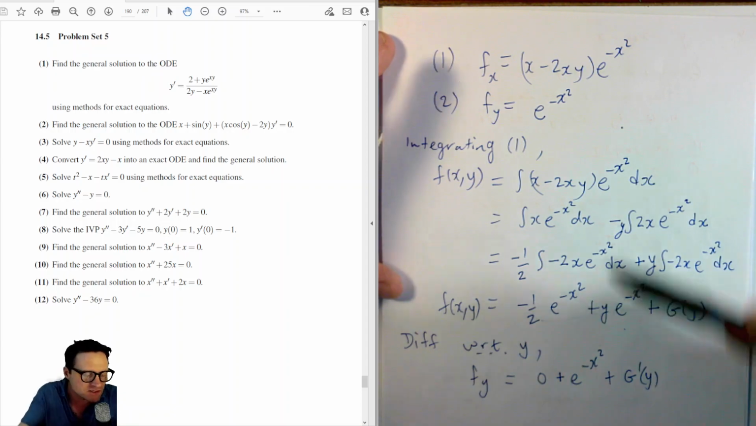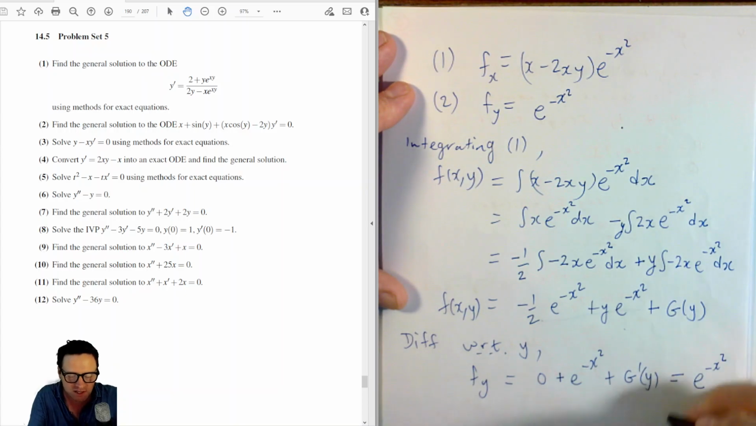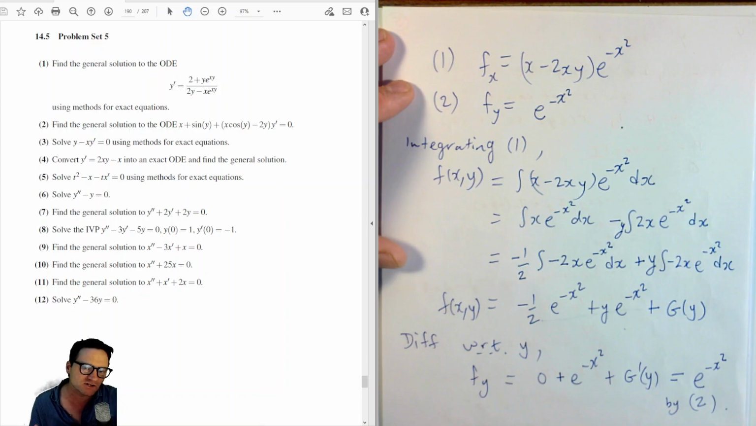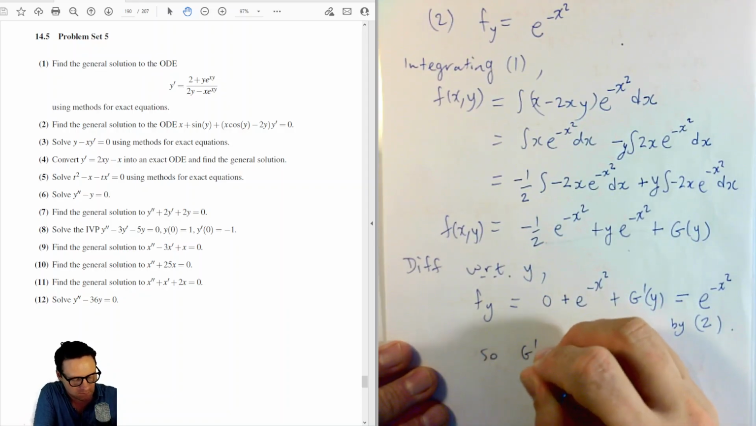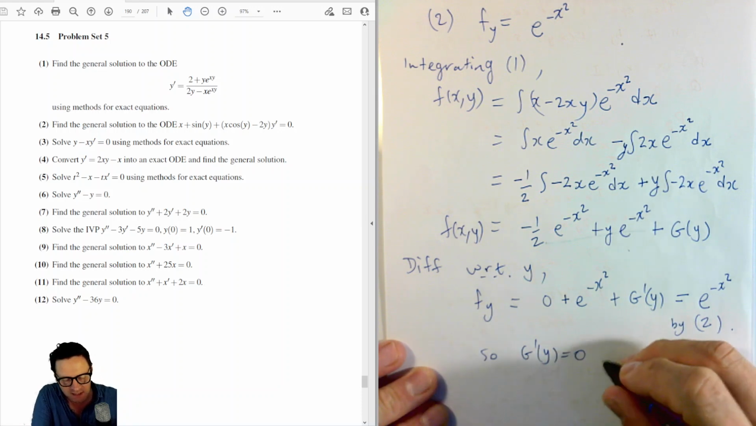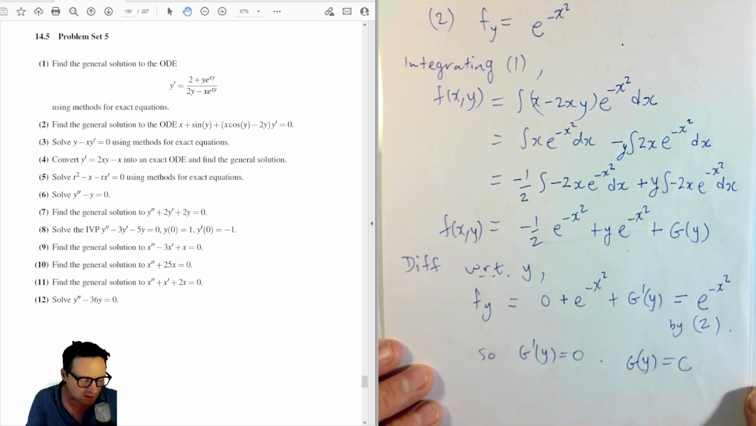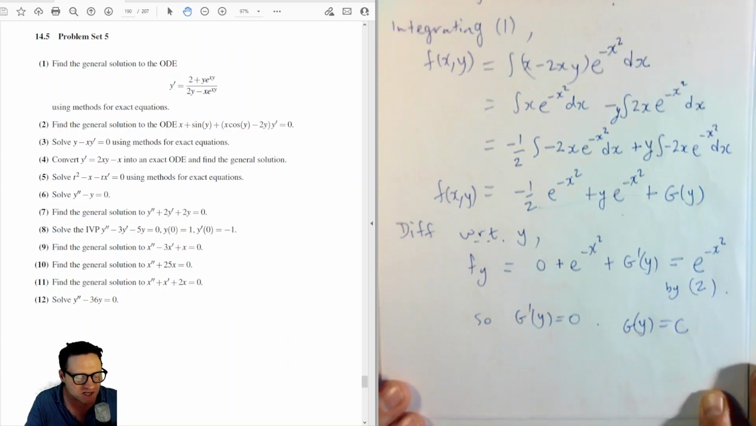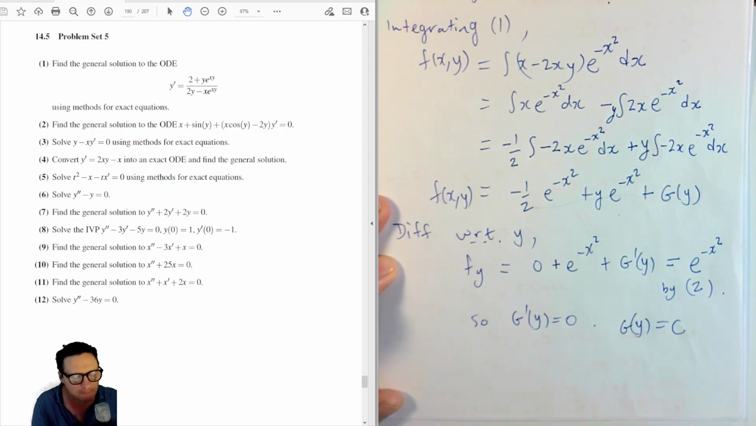Okay, now let's compare this to equation 2. So this is equal to e to the minus x squared by equation 2. And so we now see that g dash of y is just 0. And then integrating gives g of y is a constant. Okay, fantastic. So then our general solution, remember it's f equals a constant, being a different constant than this, but we can call it c, or a, or b.